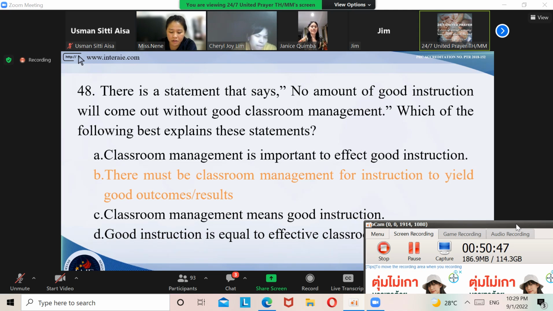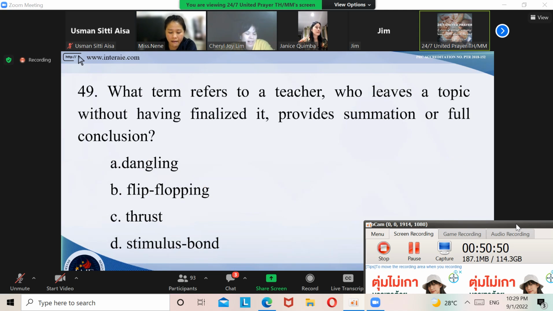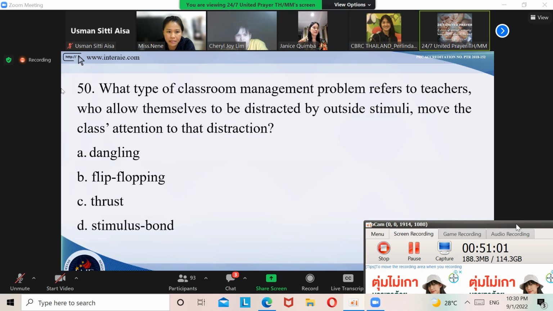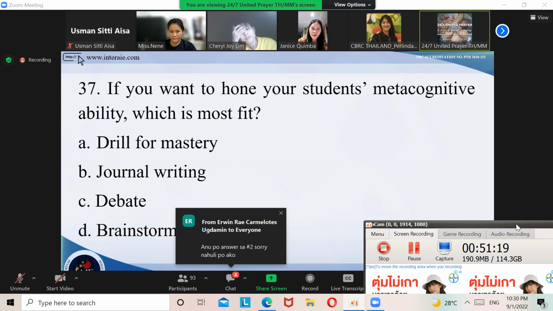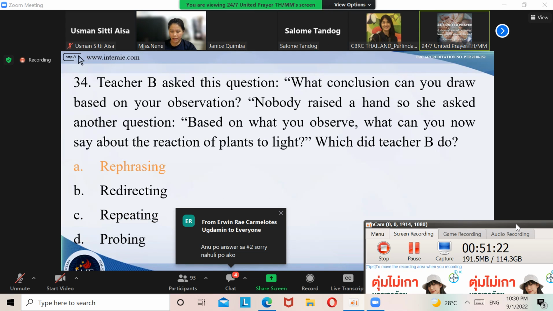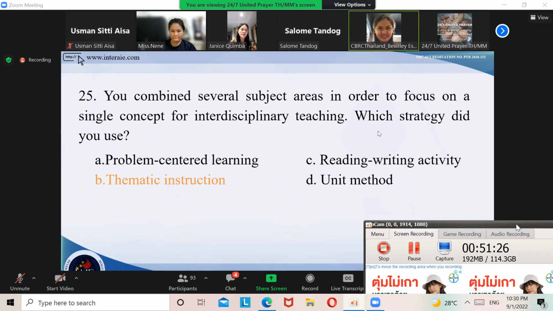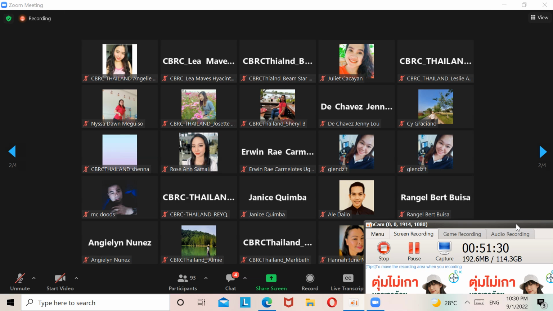Okay, more questions. 49. Dangling. 50. And the last one is stimulus band. D. Yes, stimulus band. Ma'am G, number 2 and 4, kasi nawala yung ano ko. Number 2 is letter D. Number 4 is letter A. Okay, thank you. Number 20, analysis? Number 20 is letter C po.